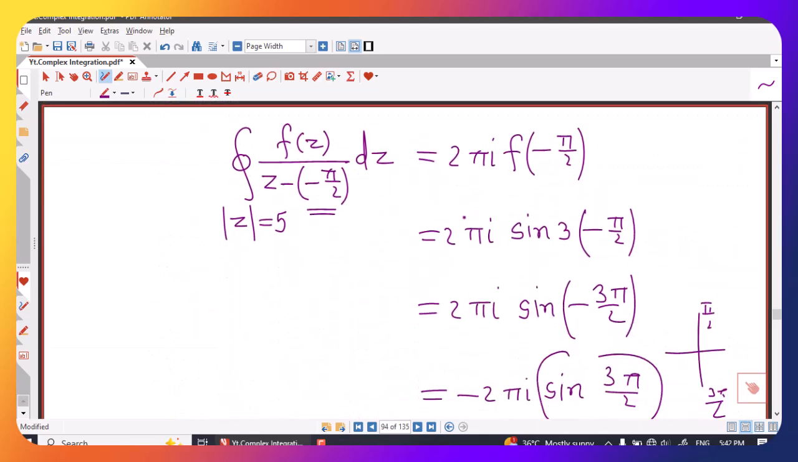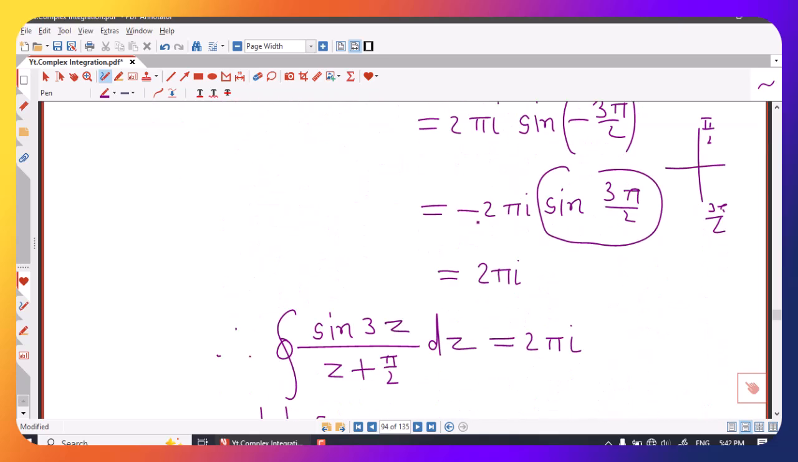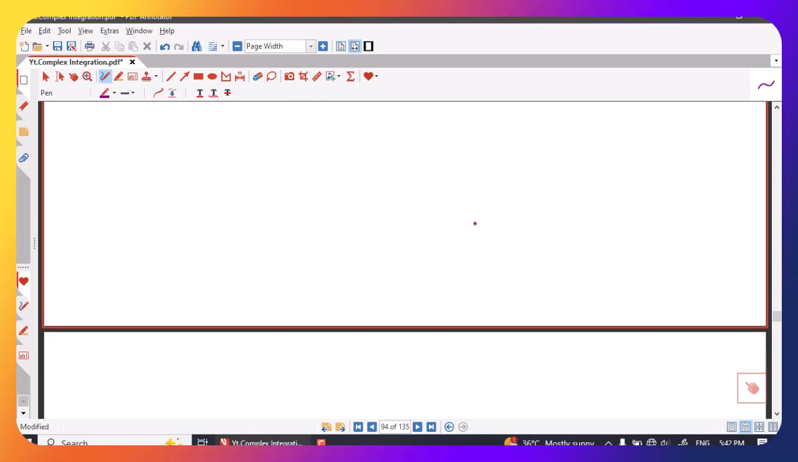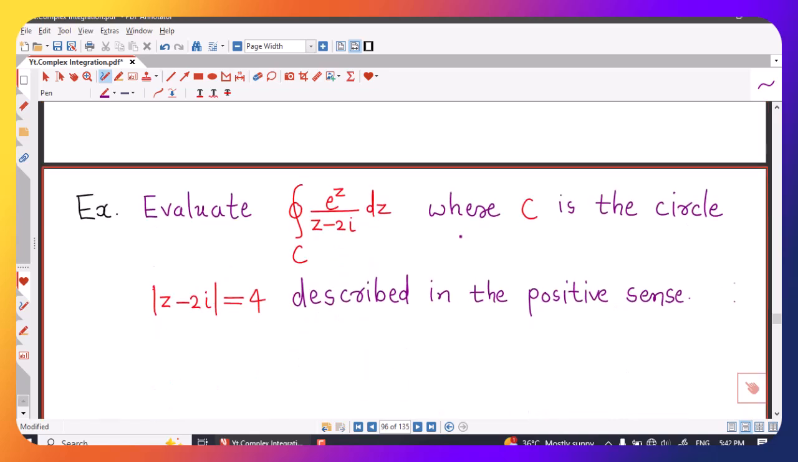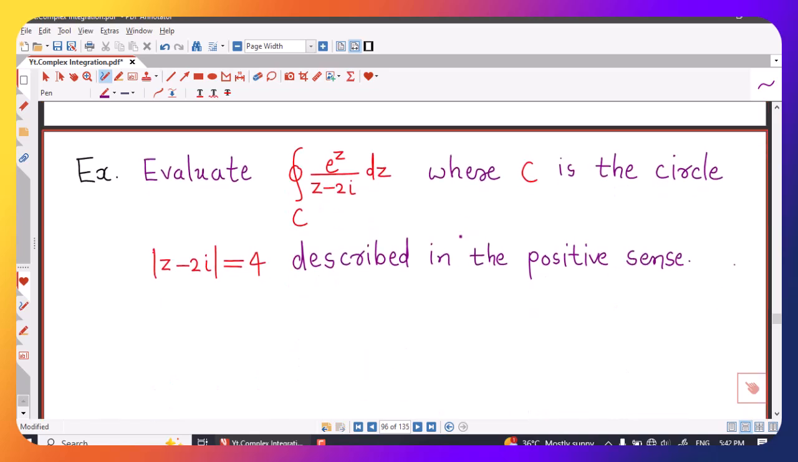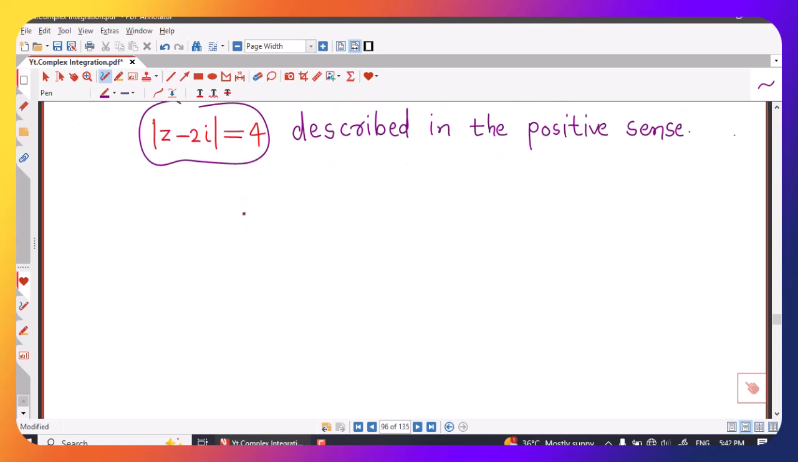So whenever you have any example of contour integrals, you can check whether you can write your contour integral in this form, and you can easily evaluate that integral using Cauchy integral formula. I have taken another integral. Here we have e raised to z divided by z minus 2i, and the contour is a circle with center 2i and radius 4. So we can roughly sketch this circle with center 2i and radius 4.